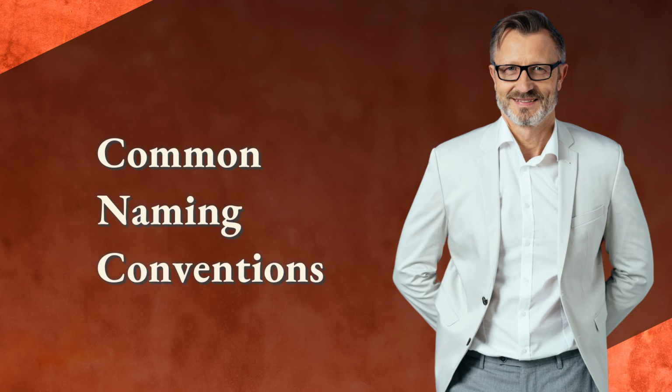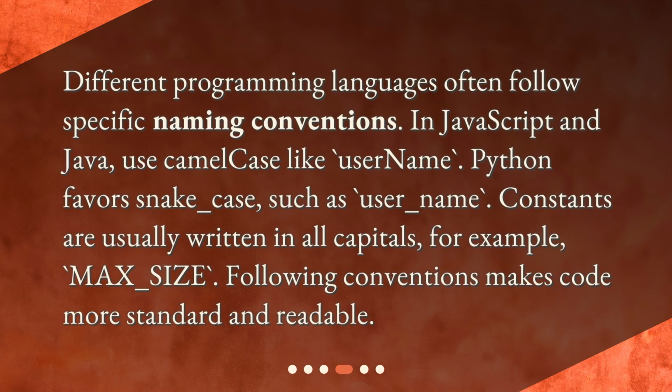Common naming conventions. Different programming languages often follow specific naming conventions. In JavaScript and Java, use camel case like username. Python favors snake case, such as username. Constants are usually written in all capitals, for example, max size. Following conventions makes code more standard and readable.